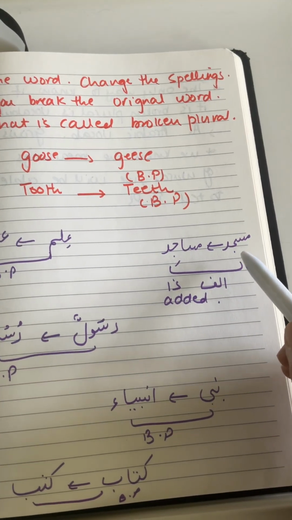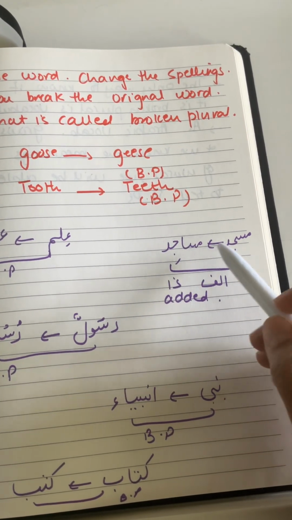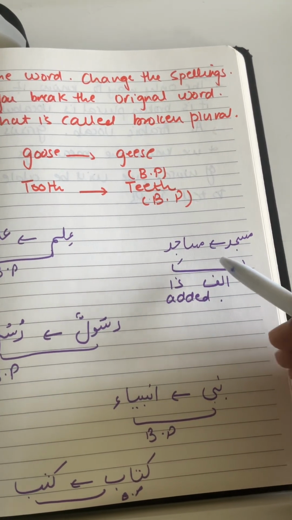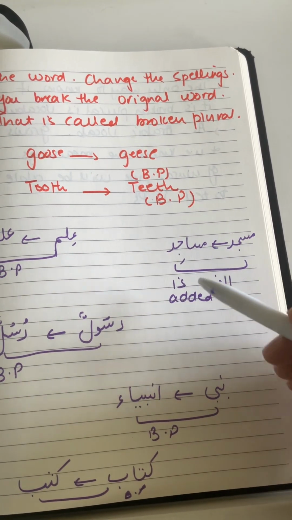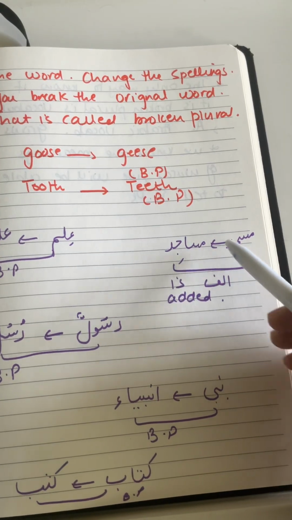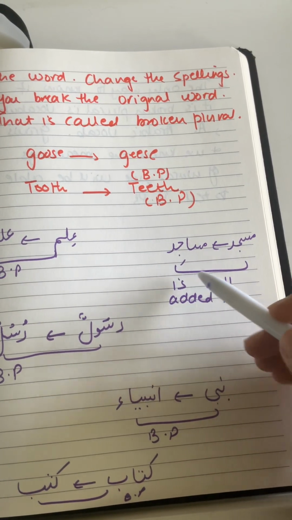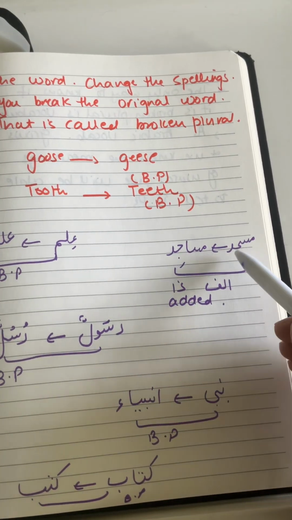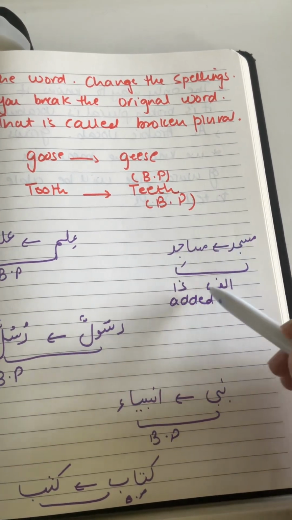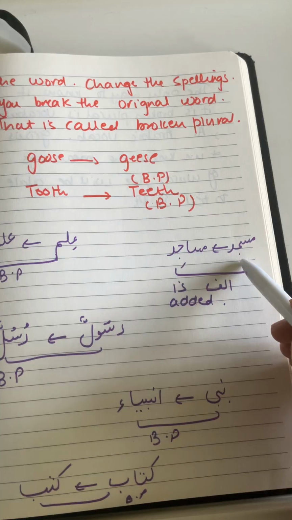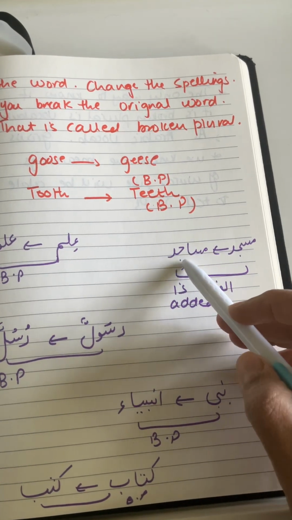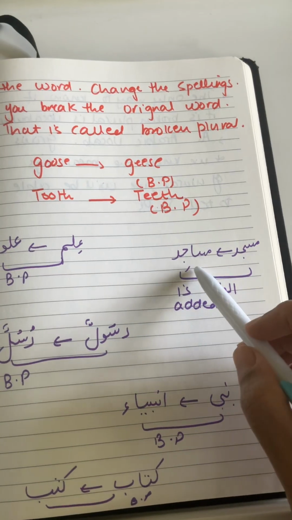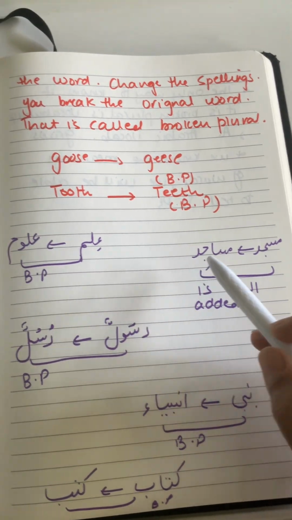For example, let's just look at this word masjid. Now if we consider the Muslim chart, then the plural should be masjiduna or masjidina, like muslimuna, muslimina. But the plural of masjid is not masjiduna or masjidina. The plural of masjid is masajid. We actually added an alif here, right? So we changed the original spelling of the word, and then we added an alif. So masajid, this is basically a broken plural.